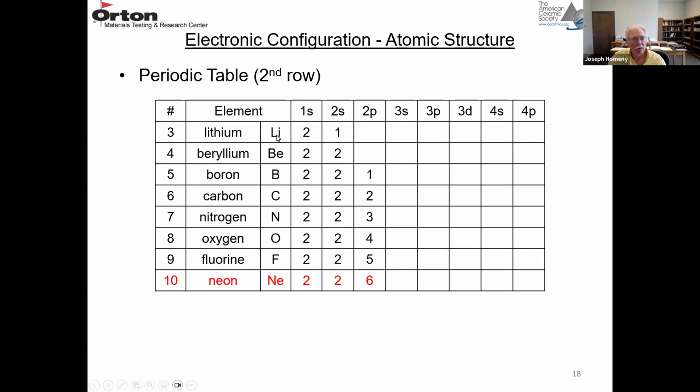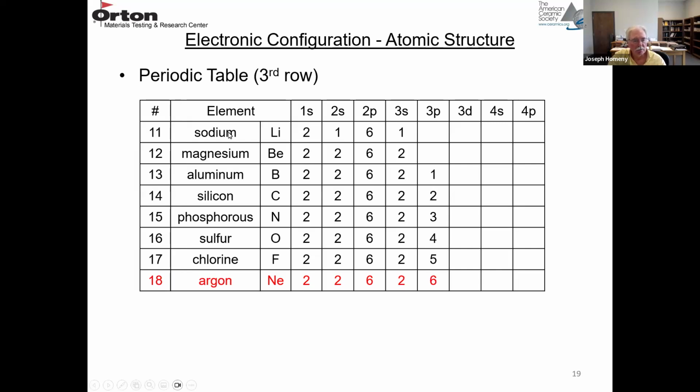So the second row goes from lithium to beryllium to boron, carbon, nitrogen, oxygen, fluorine, and neon. So the 1s is already filled. The 2s is filled after beryllium, and then from boron to neon, the 2p level fills. And again, neon has a complete set of electrons in its shell, so it is an inert gas.